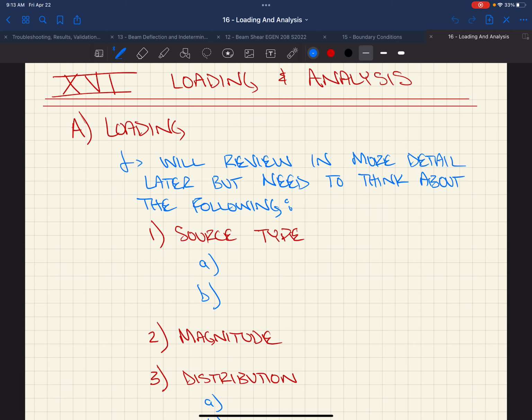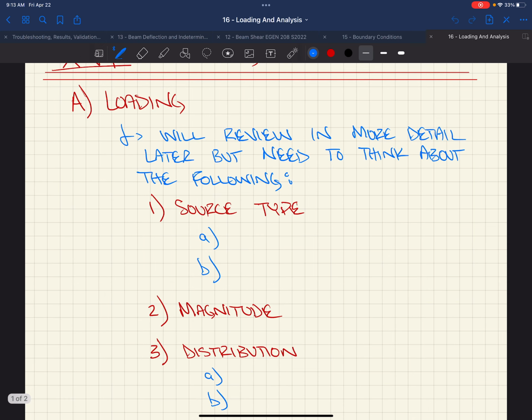All right, next section we're going to talk about. Okay, now that you've created this model, you've imposed boundary conditions on it, right? We need to load it, and then we need to analyze it. When we go to load it, at this point when I wrote these notes, I felt like we would be moving faster. And I said, we'll review in more detail later, but need to think about some of the following, okay?